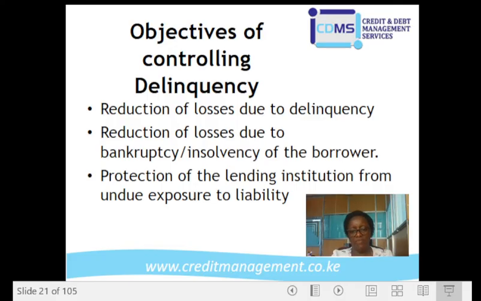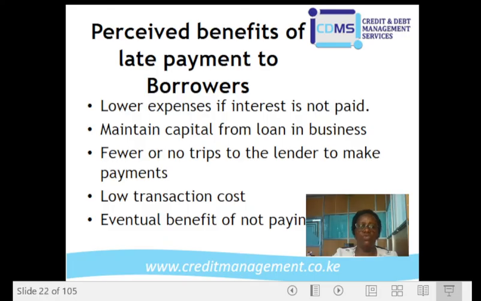to liability. Liability is what we owe others. So when you're not being paid, or when you're not collecting from your borrowers, then you cannot pay your suppliers, or the people you owe money, like the depositors. That is important for us to know. So those are the key objectives: to minimize losses, and to minimize the effects of bankruptcy or insolvency of our customers.